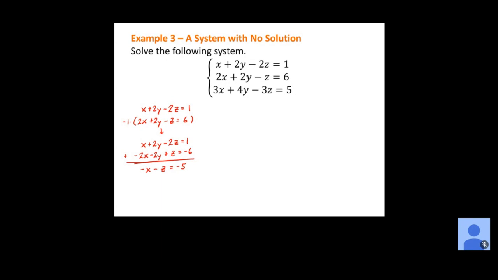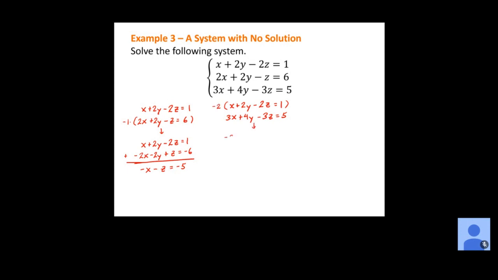First and third. Okay, so if we use the first and the third: x plus 2y minus 2z equals 1. The third equation is 3x plus 4y minus 3z equals 5. All right, so which variable do we need to eliminate? Good. Always eliminate the same variable we did the first time, so we need to eliminate y. What are we going to have to do to eliminate y this time? Good. We're going to have to multiply the top equation here by negative 2 so that the y's cancel out.